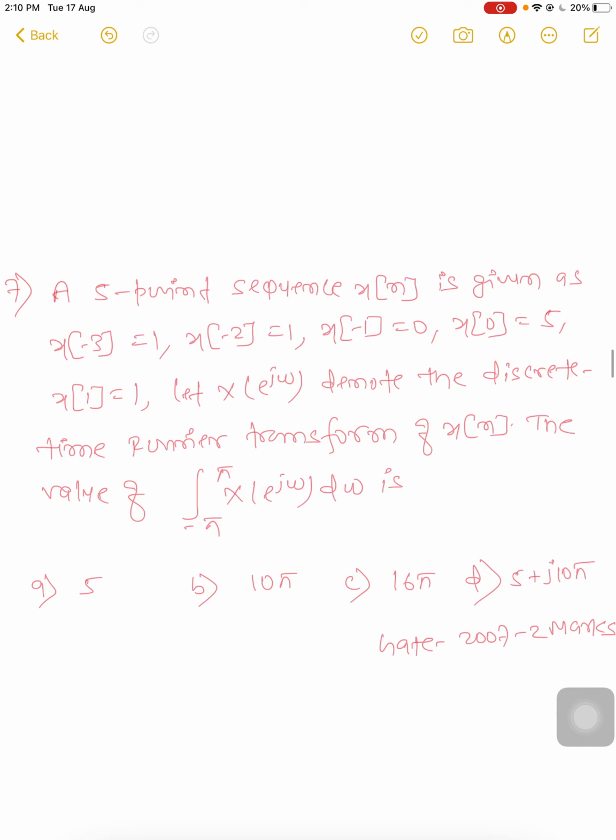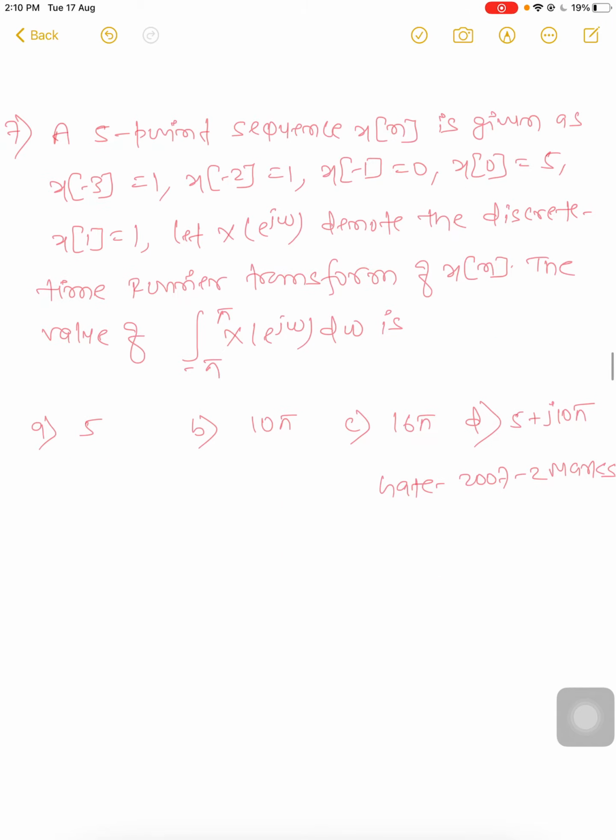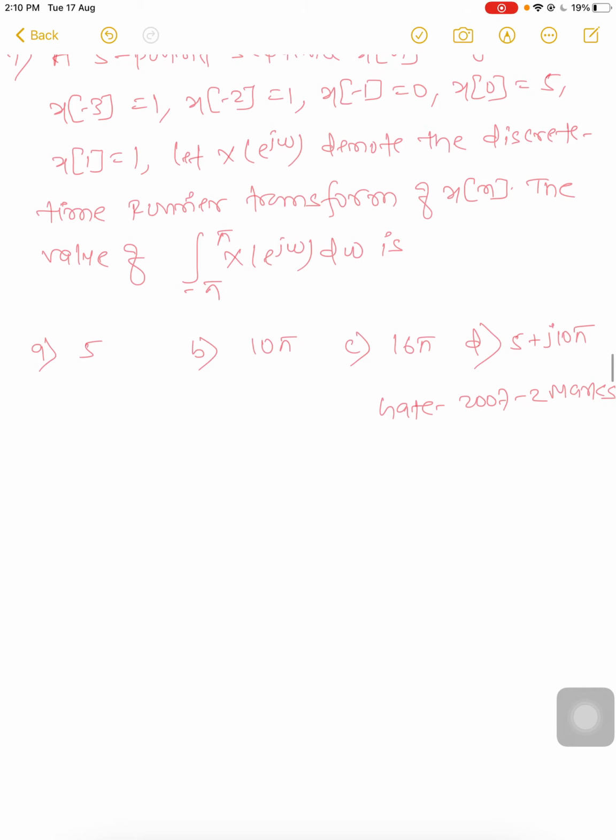Now comes the next question. A 5-point sequence x[n] is given: x[−3] = 1, x[−2] = 1, x[−1] = 0, x[0] = 5, x[1] = 1. Let X(e^jω) denote the discrete-time Fourier transform of x[n]. The value of the integral from −π to π of X(e^jω) dω is?